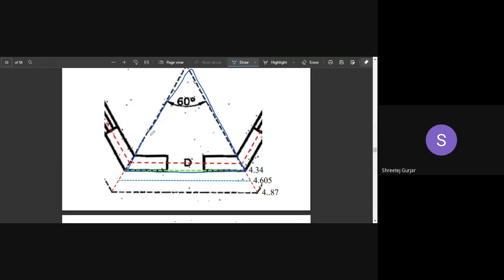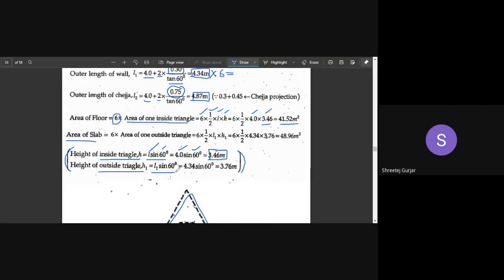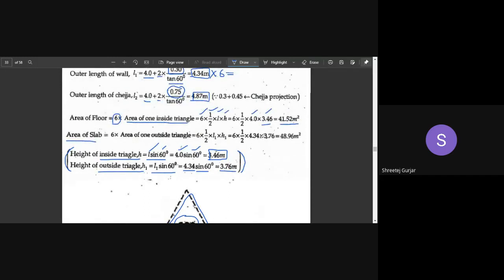So what is that length? It is 4.34. Base is 4.34, and we need to calculate now the height of our triangle. For the outside triangle, meaning this triangle which you are concerned with, the height will be L1 into sine 60. L1 is 4.34 into sine 60, because this is the 60 degree internal angle. So we get the height of our outside triangle, that is 3.76. So multiplying 6 into half into base into height, we get the area of our slab.